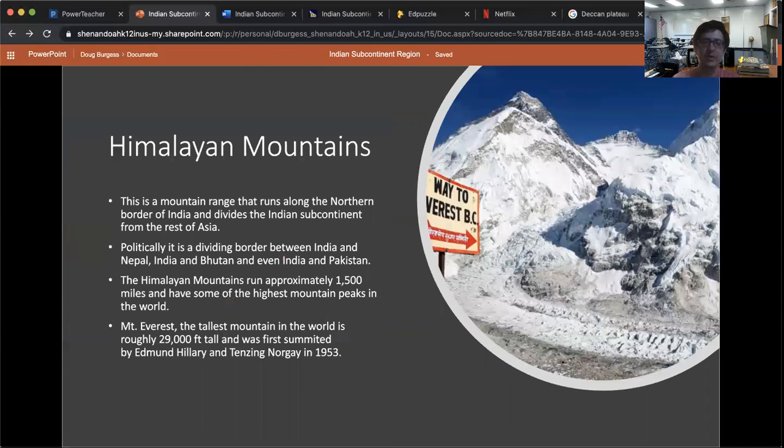So the Himalayan mountains. These are a mountain range that run along the northern border of India and divides the Indian subcontinent from the rest of Asia. It politically divides India and Nepal, India and Pakistan, and India and Bhutan as well. The mountain range is approximately 1,500 miles long and contains some of the highest mountain peaks in the world.